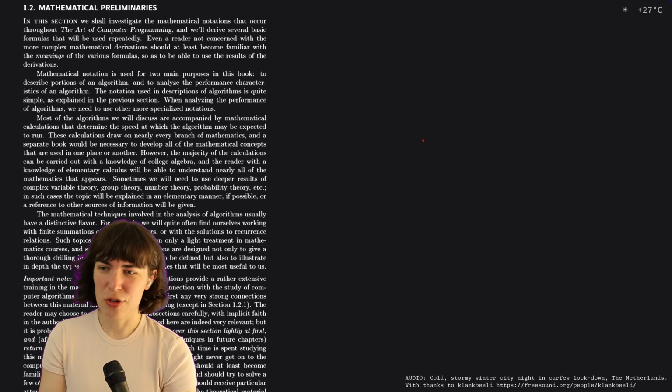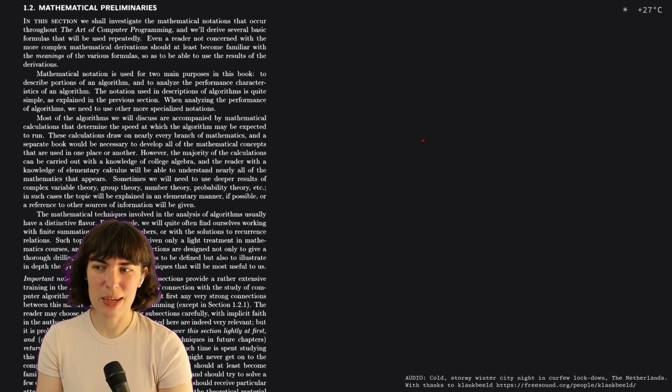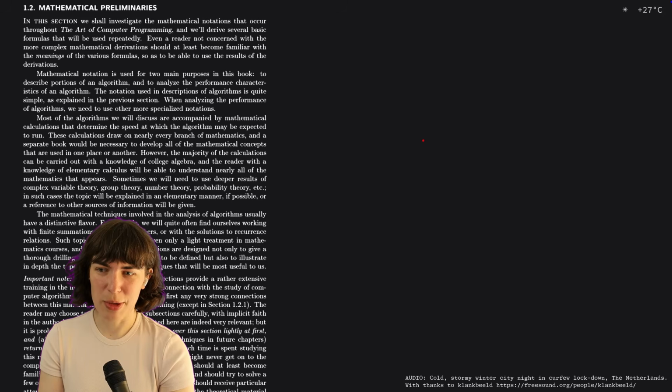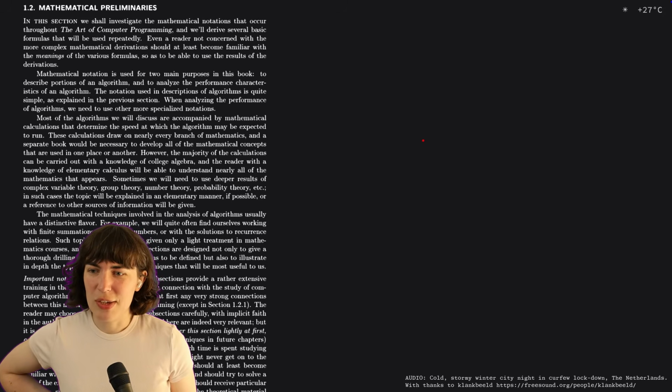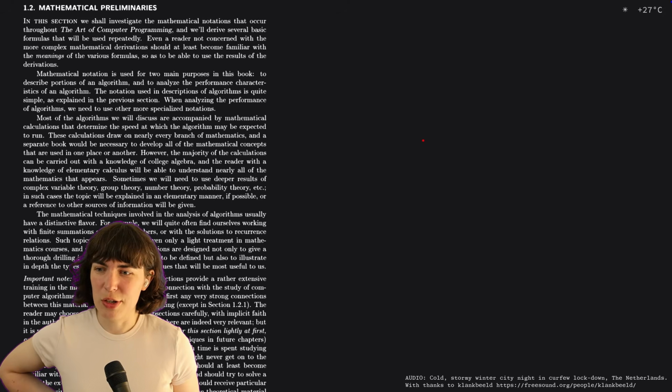These calculations draw on nearly every branch of mathematics, and a separate book will be necessary to develop all of the mathematical concepts that are used in one place or another. However, the majority of the calculations can be carried out with a knowledge of college algebra, and the reader with a knowledge of elementary calculus will be able to understand nearly all of the mathematics that appears.